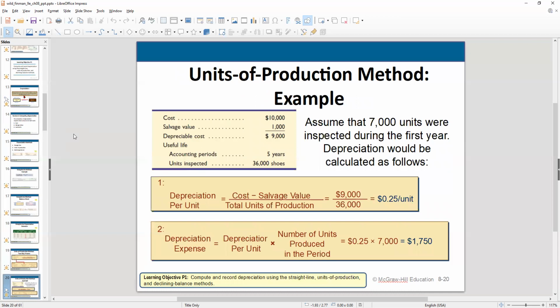So in our example, we assume that the machine will produce 36,000 shoes. The depreciable cost, which is cost minus salvage, is $9,000. So when we divide 9,000 by 36,000, that's 25 cents per unit. The depreciation expense is now calculated as the depreciation per unit of 25 cents times the number of units made during that first year, which is 7,000. And that gives us depreciation expense of $1,750.